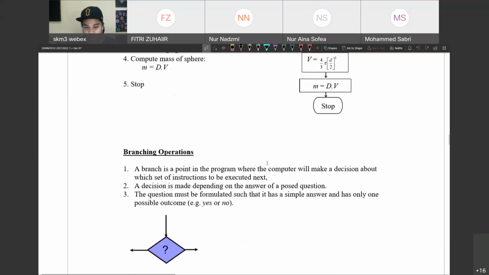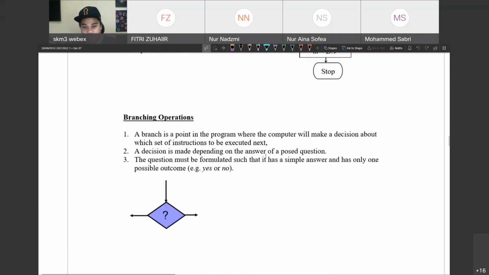All right, now we go to the next topic, which is branching operation. So what is a branching operation? A branch is a point in the program where the computer makes a decision about which set of instructions to be executed next. A decision is made depending on the answer to a posed question. And finally, the question must be formulated such that it has a simple answer and only one possible outcome.